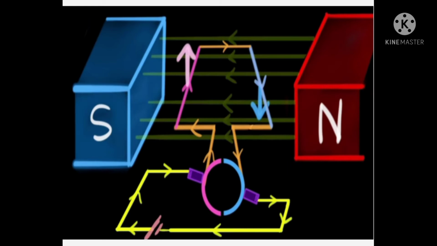The direction of current is from the pink to the blue side as shown in the figure, and the direction of force is upward on the pink side and downward on the blue side because of Fleming's left hand rule.